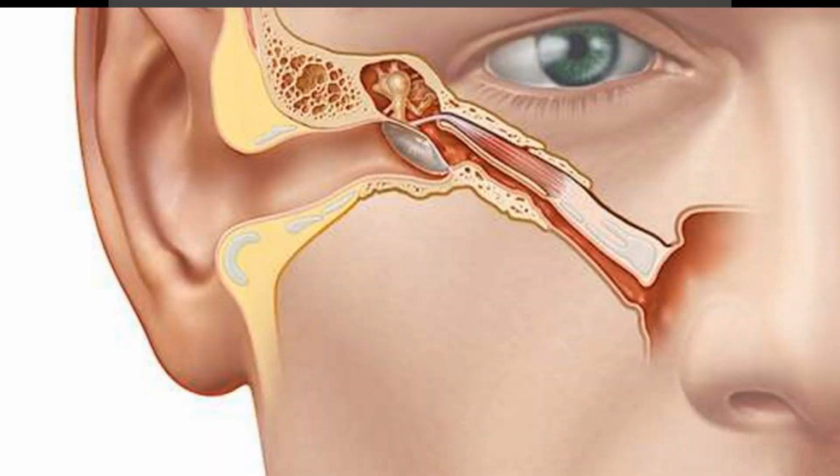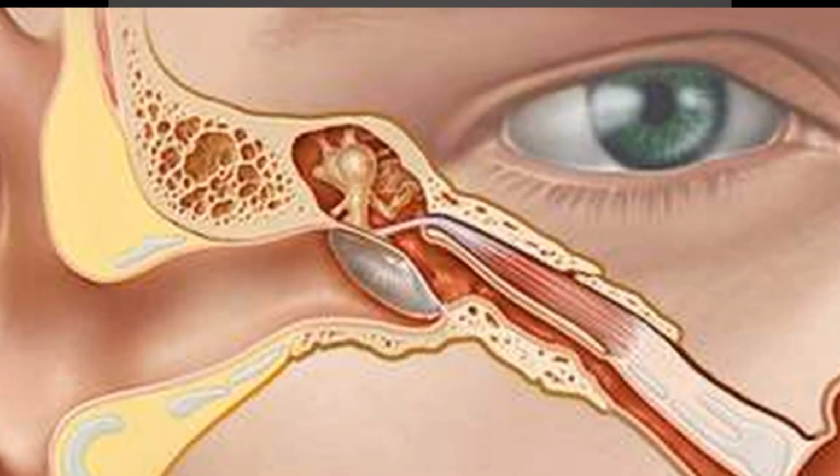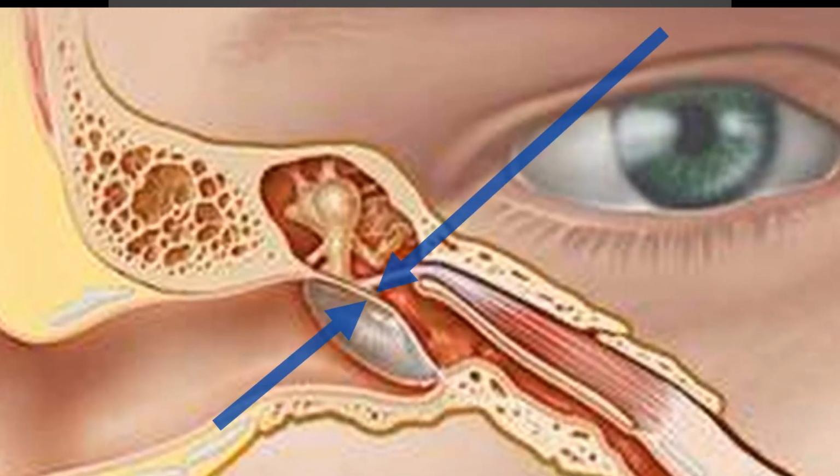This structure connects the tympanic cavity with the nasopharynx, ensuring the equalization of air pressure on both sides of the tympanic membrane.